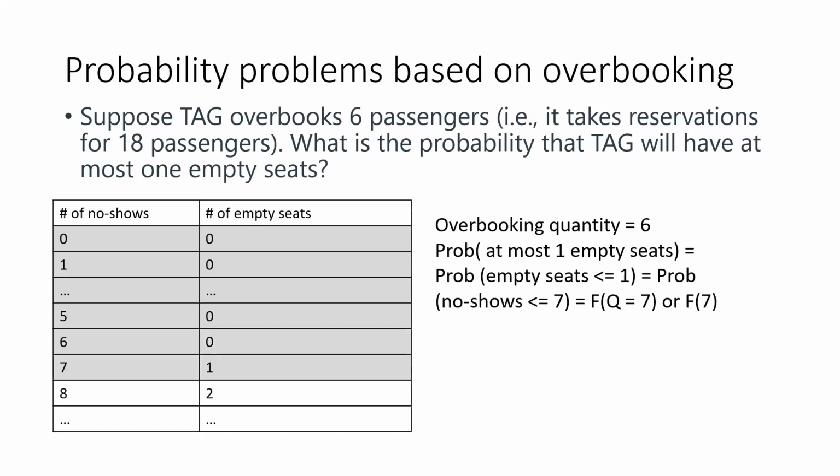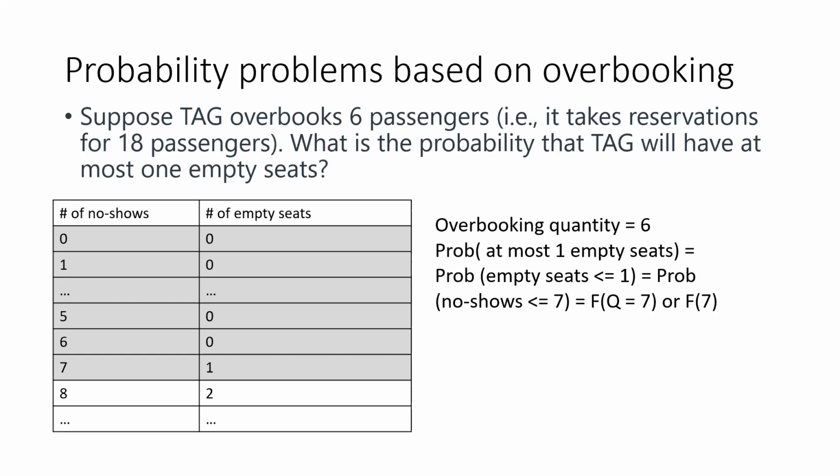Second one. Suppose TAG overbooked 6 passengers. What is the probability that TAG will have at most 1 empty seat? I made up this question myself. The overbooking quantity is 6, and we don't care what the capacity is. If you add the capacity it's fine, but it's going to confuse you. Make it simple. Q is the overbooking quantity, so Q is 6.